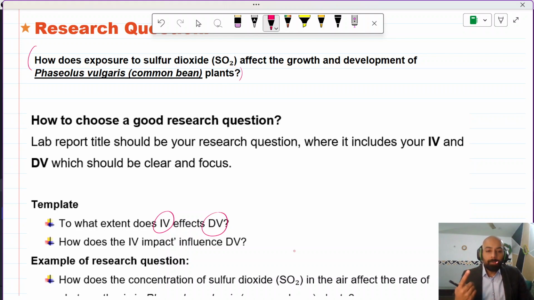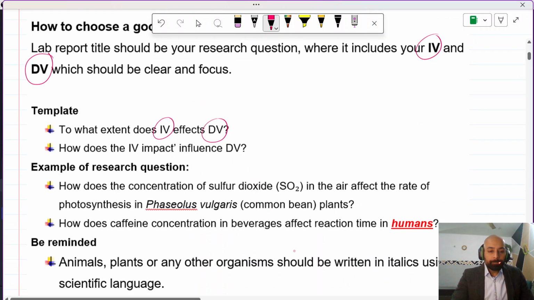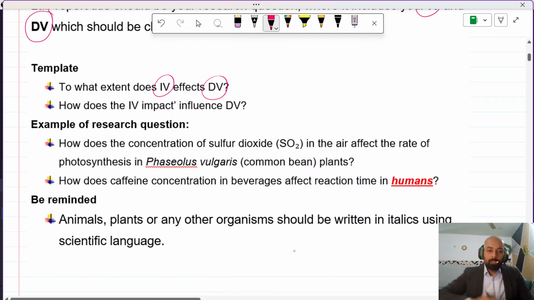Your lab report title should be your research question, where it includes your independent variable, which you are changing, and your dependent variable, which you are measuring. You can also put your question in this way: how does the IV impact or influence the DV? Here are some examples of research questions, like how does caffeine concentration in beverages affect reaction time in humans? Technically this is the very first part of your biology IA, and it is going to leave a very good impression on the examiner if your question is well defined, clear and focused.